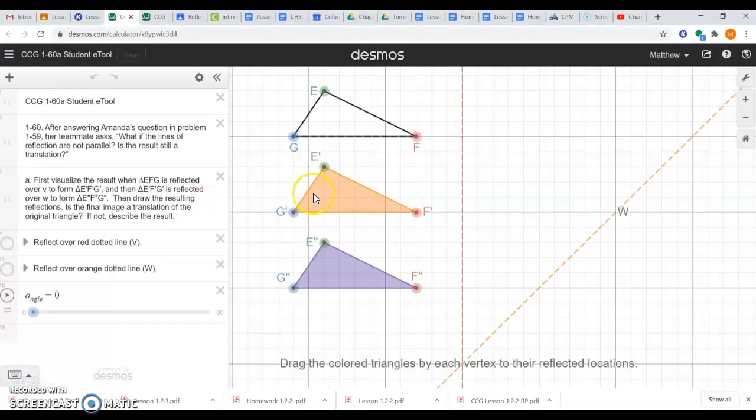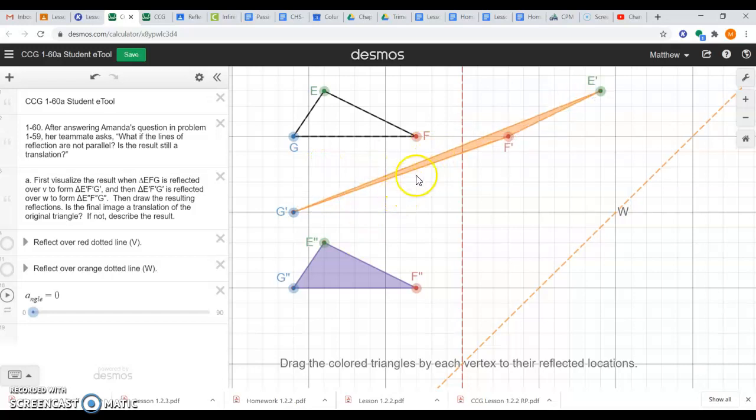And so, same kind of thing. F is 3 away, so the new F has to be 3 away on the other side. E is 1, 2, 3, 4, 5, 6, 7, 8, 9 away, so it's got to be 9 away on the other side. And then G is 11 away, so G is going to have to be 11 away on the other side of the new G, what they call G prime. We'll get into notation at the end. So there is my first reflection.